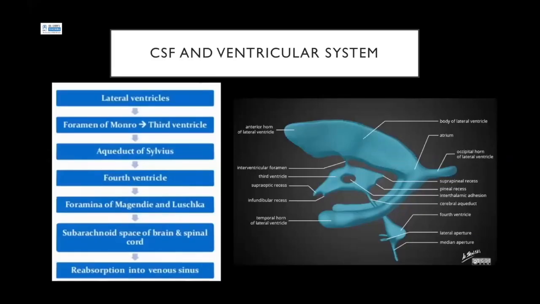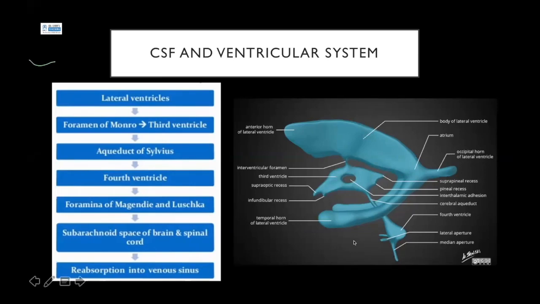So we're going to have a look at the flow of CSF throughout the ventricular system. It flows from the lateral ventricles through the foramen of Monro into the third ventricle. Then we come down through the cerebral aqueduct into the fourth ventricle. And then we come through the foramen of Magendie and the foramen of Luschka. And CSF then flows around the brain and spinal cord from this location.